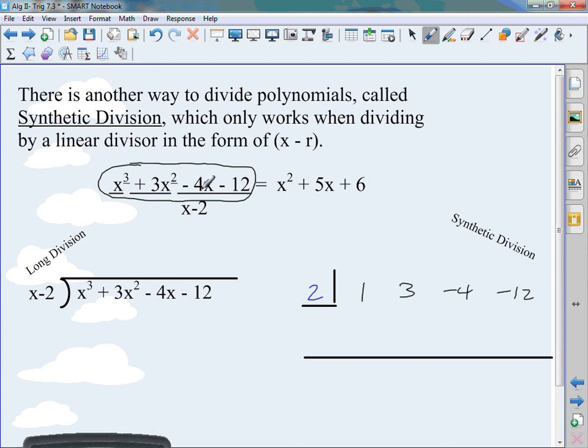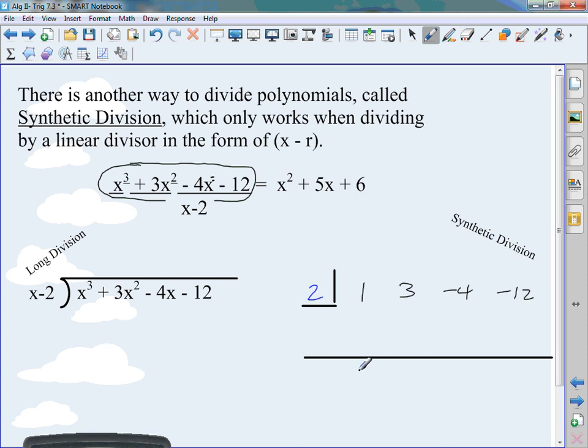It has to go in order. For example, if there was no -4x, what would be my x value? 0. I would have to put a 0 in here. You need to put fillers in if you're missing x's.